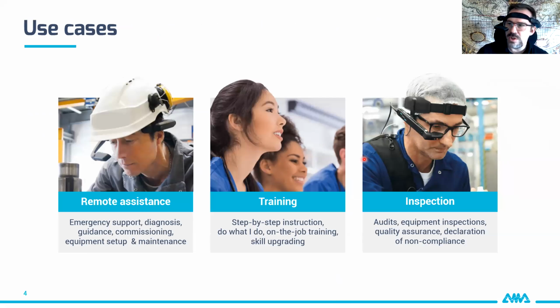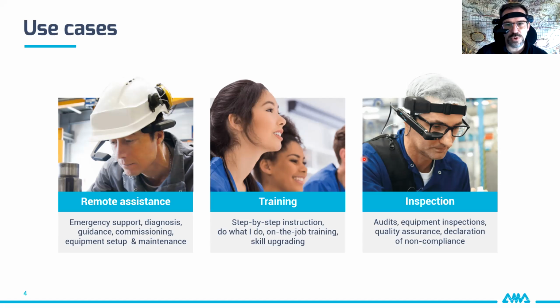So drilling down to the use cases, we have three main areas where we are providing support. The first one is remote assistance. And here you have several types of approaches. So you have the emergency support where something breaks and you need to fix it, but you don't have the skills locally on site to fix the problem. So what you will do is equip a local operator with something like those smart glasses, for example, and you'll make a video call, a video collaboration with an expert that is in his office, maybe in another town or another country.